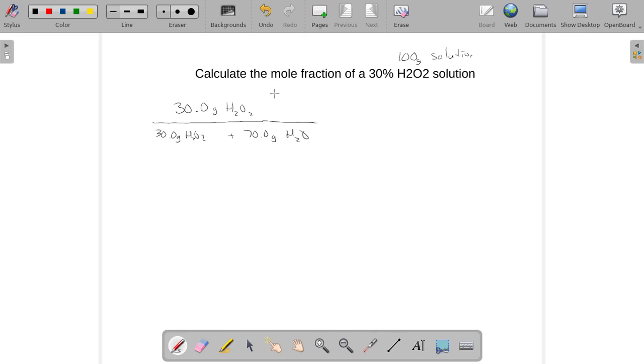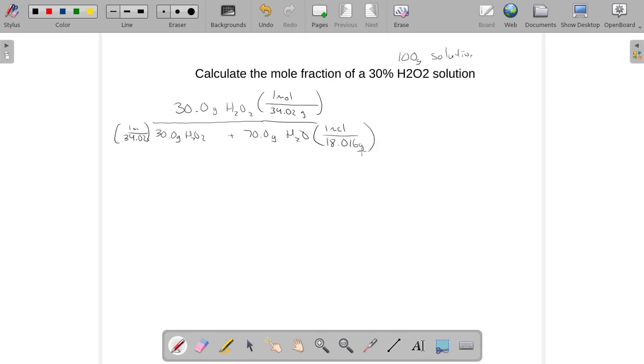And I'm going to convert these into moles. So I need to get the molecular weight of hydrogen peroxide, which is 34.02 grams. I'm going to do that same thing down here again because I want moles in a mole fraction calculation. And I'm going to need one mole of water, which is 18.016 grams.